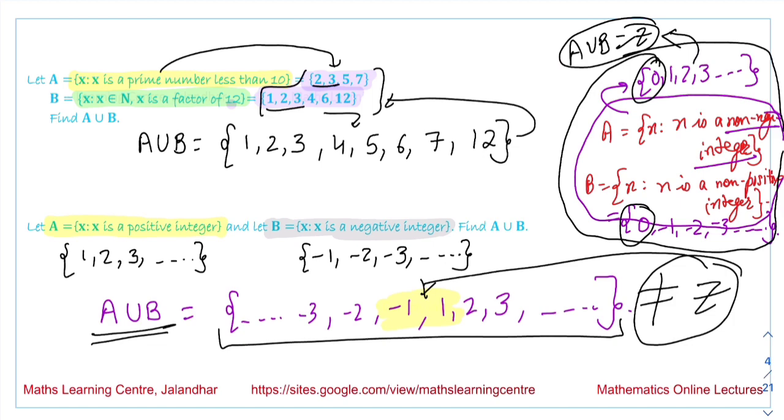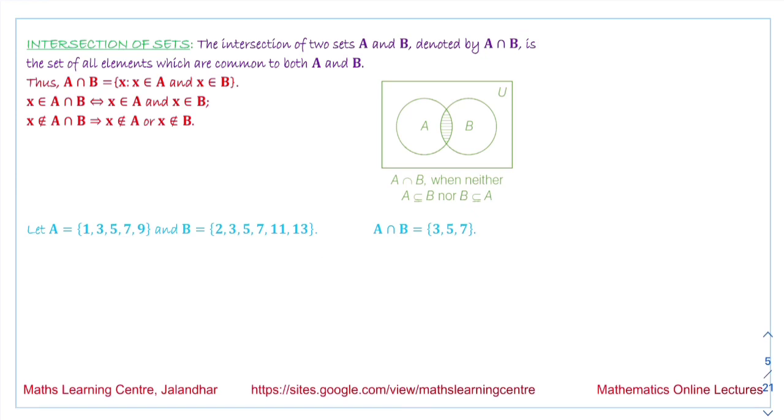The next operation we have is the intersection of two sets. If two sets A and B are given to us, then the intersection of the two sets is denoted by this symbol. This is the symbol for intersection.